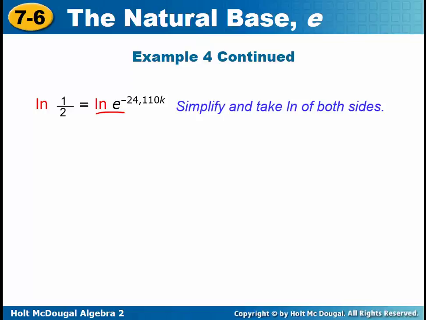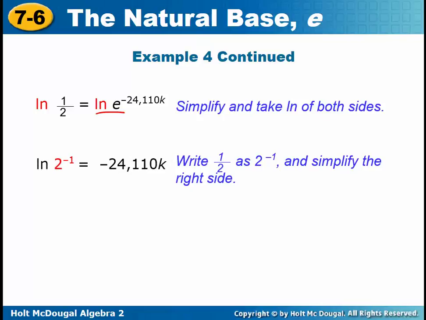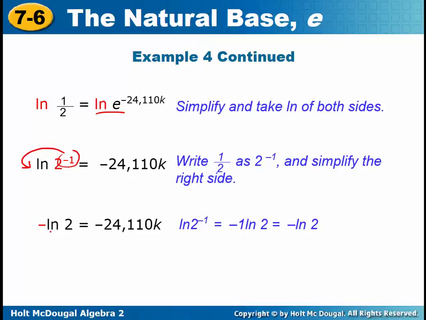Now remember that earlier in this lesson we learned that that is an inverse, and we can just write negative 24,110k on the right side. On the left side, 2 to the negative 1 is the same as 1/2. All right, so now we're ready to rewrite. We can put our negative 1 here using our power rule in front. So that'd be negative log of 2, negative 1 if you prefer, equals negative 24,110k. And then you can divide both sides by negative 24,110 so that you can solve for k.